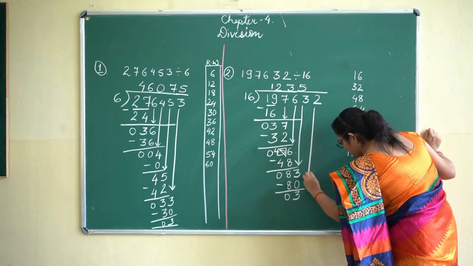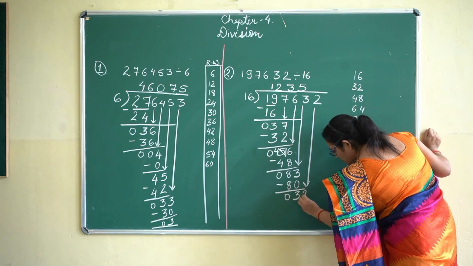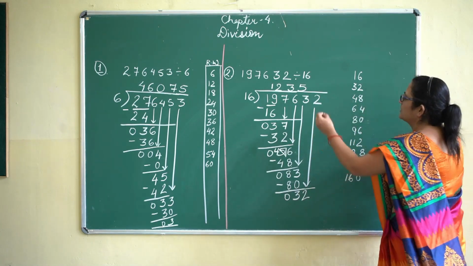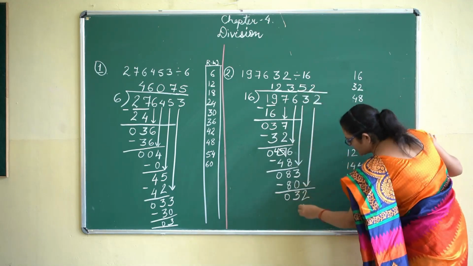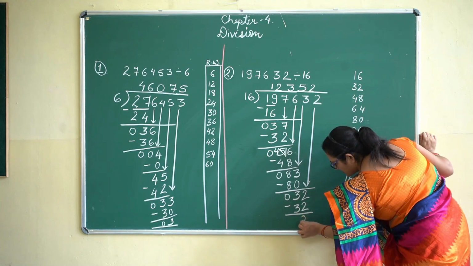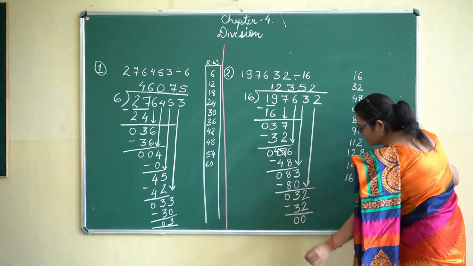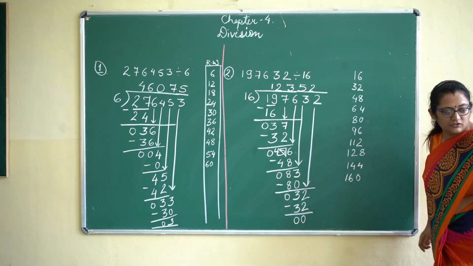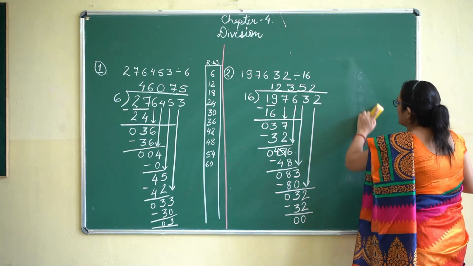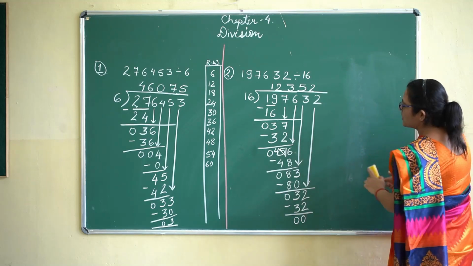Again we will bring the next number down, that is 2. In the table of 16, when does 32 come? 2 times. So we will write 16 twos are 32. 2 minus 2 is 0. 3 minus 3 is 0. Now we will check also whether the division that we have done is correct or wrong.